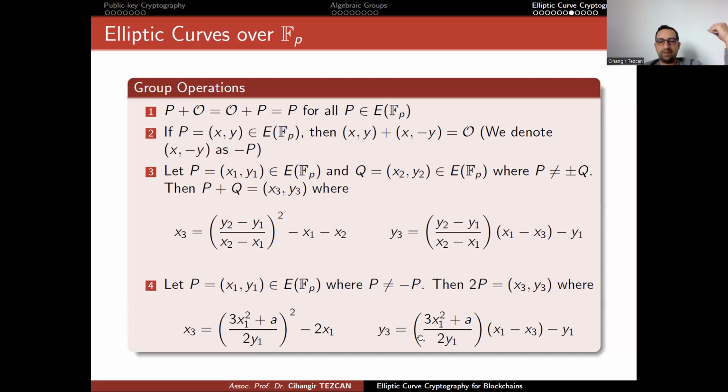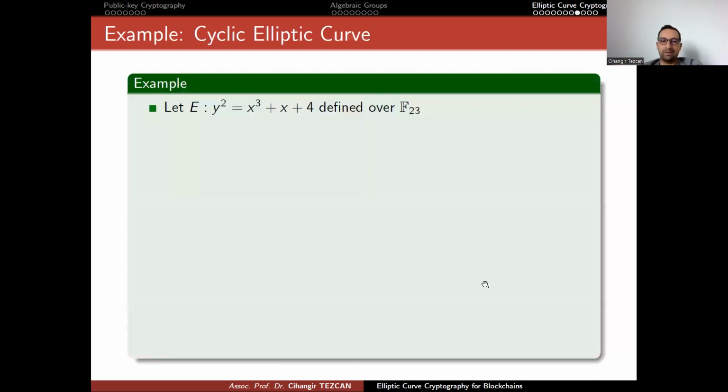It is a very nice practice, and I encourage you to implement these without using any libraries, just choosing a small p, the field prime, and implementing this. It's a very nice exercise. So let me again give an example.